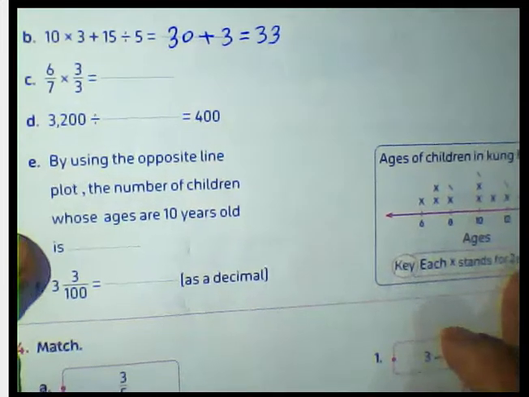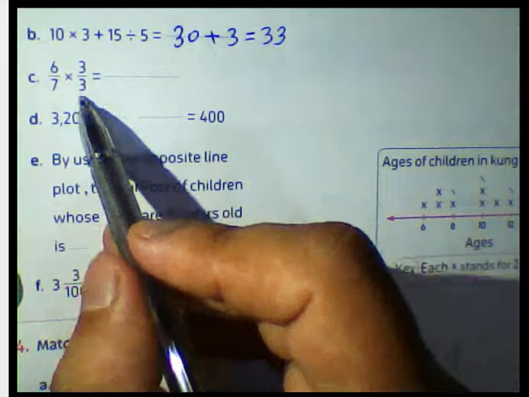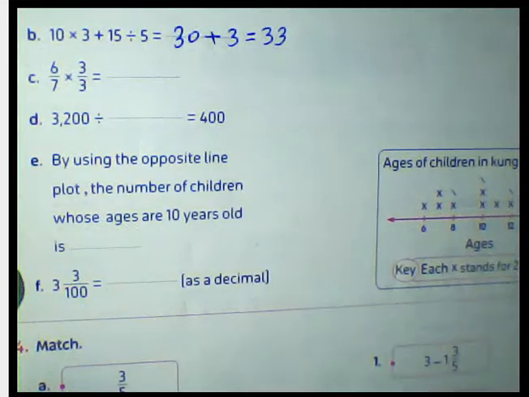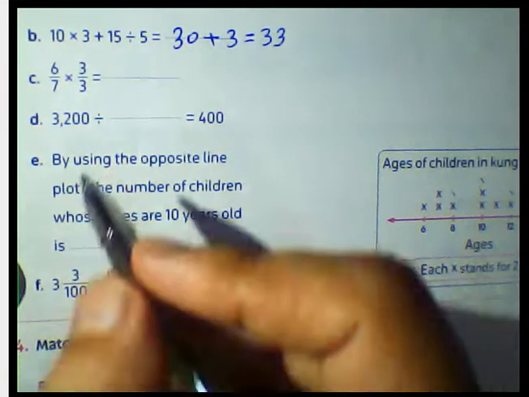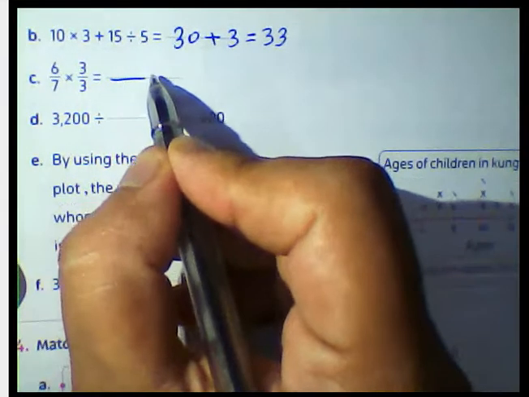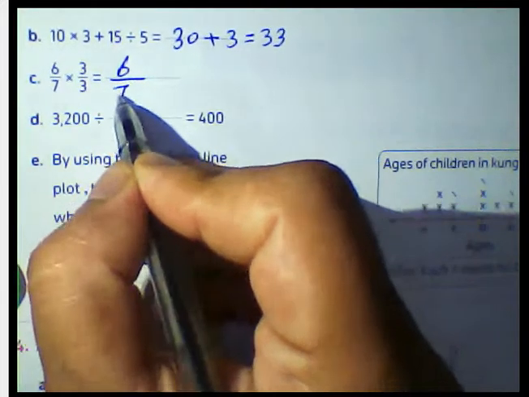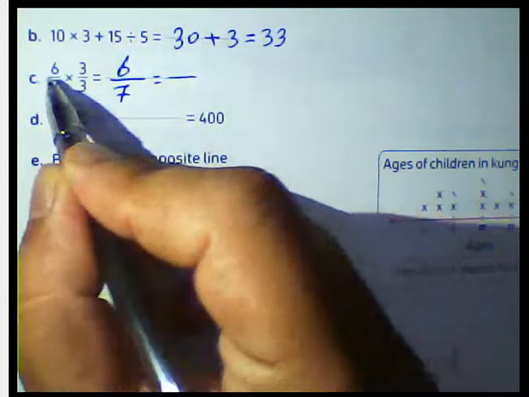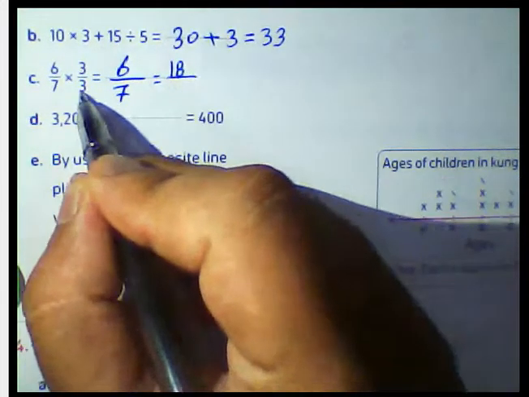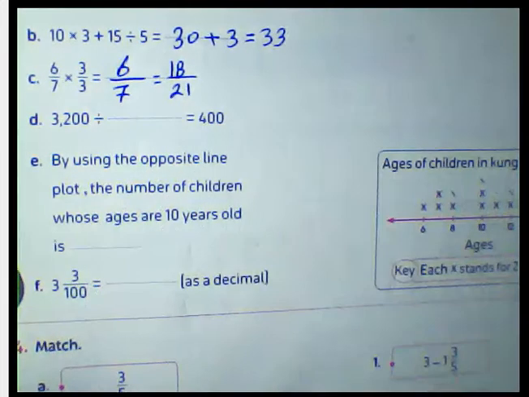Question letter C. 6 over 7 multiplied by 3 over 3. We know 3 over 3 will be 1. So the result will be what? Who can solve? It will be 6 over 7, or 3 times 6 equals 18 over 3 times 7 equals 21.